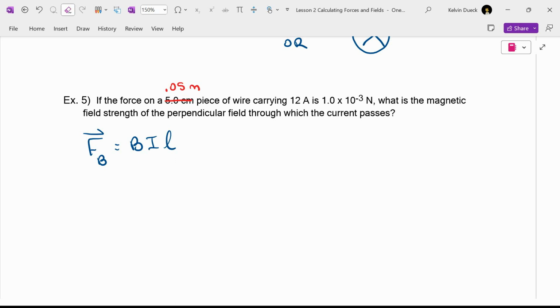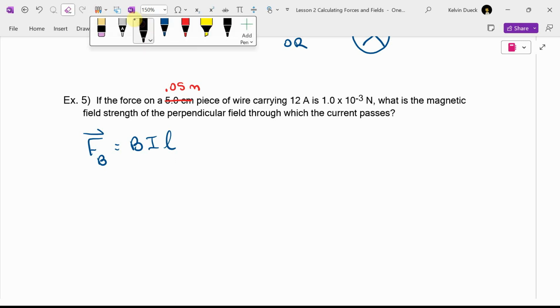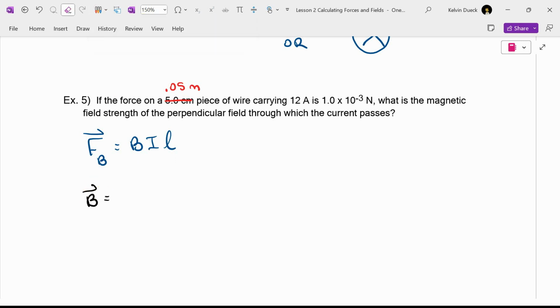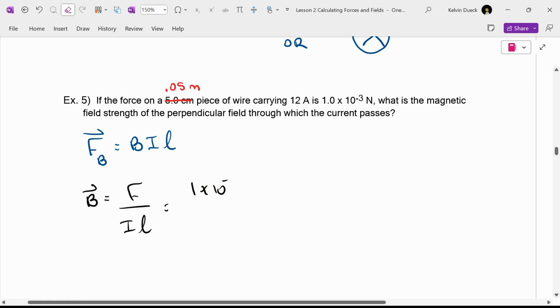How would I get the B by itself? How would I move the I and the L over? What are the I and the L doing to the B? Adding, subtracting, multiplying? Our formula manipulation is fair game again. I agree with you. So the magnetic field strength is going to be the force divided by IL. It's going to be 1 times 10 to the negative 3 divided by 12 amps, 0.05.